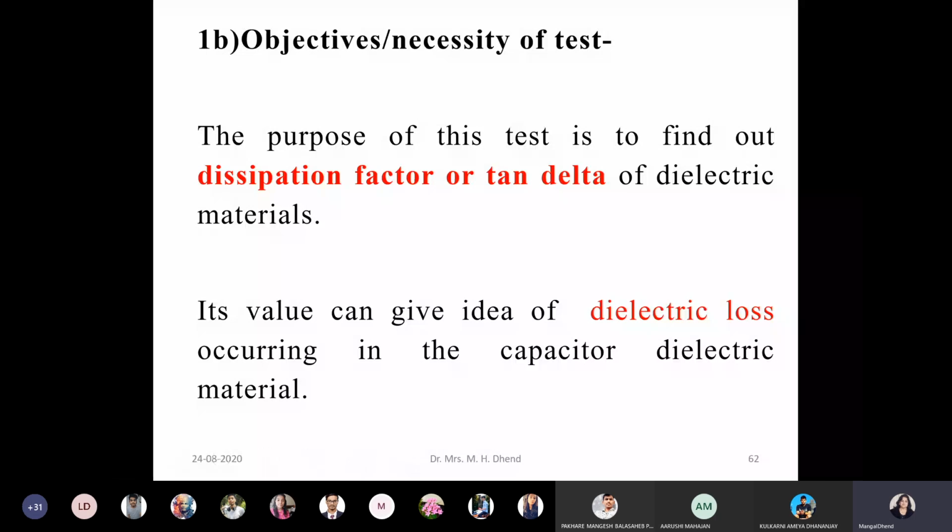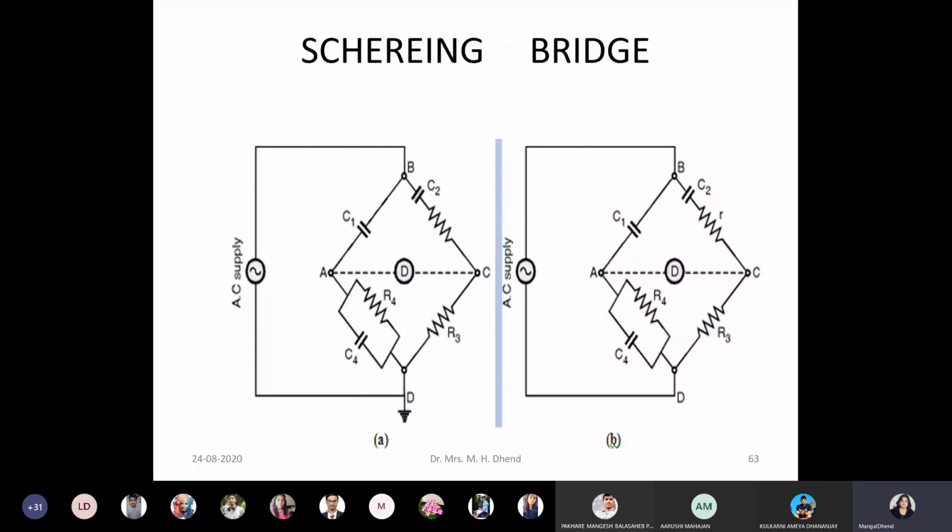So what are the objectives of the test? The purpose of this test is to find out the dissipation factor, or tan delta, of dielectric materials. Its value can give an idea of the dielectric loss occurring in the capacitor dielectric material. As I already told you, by finding the dielectric loss tan delta, we can get an idea how good the insulating material is, whether to purchase or not, accept or reject. And once that dielectric material is used in our equipment, periodically we can remove it, meaning take it outside, and test it.